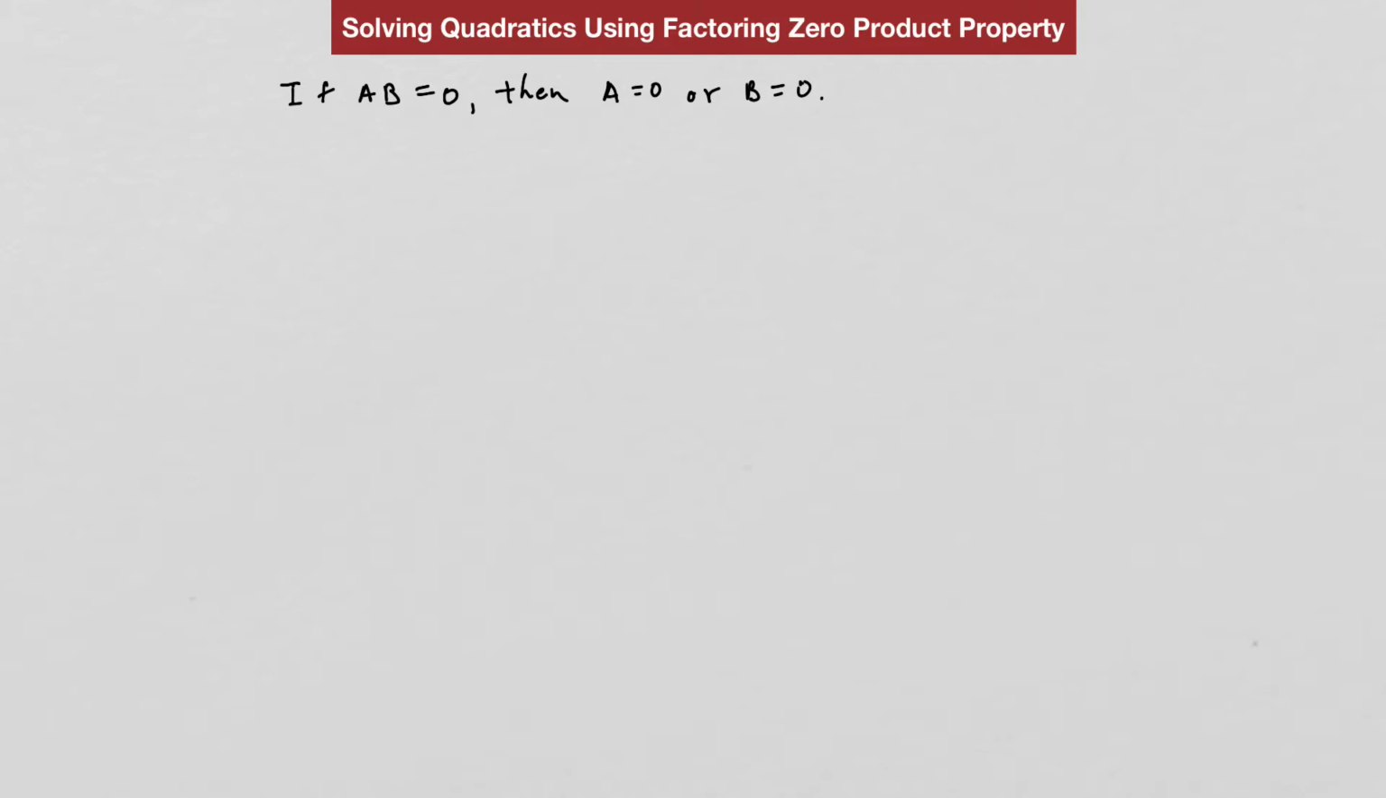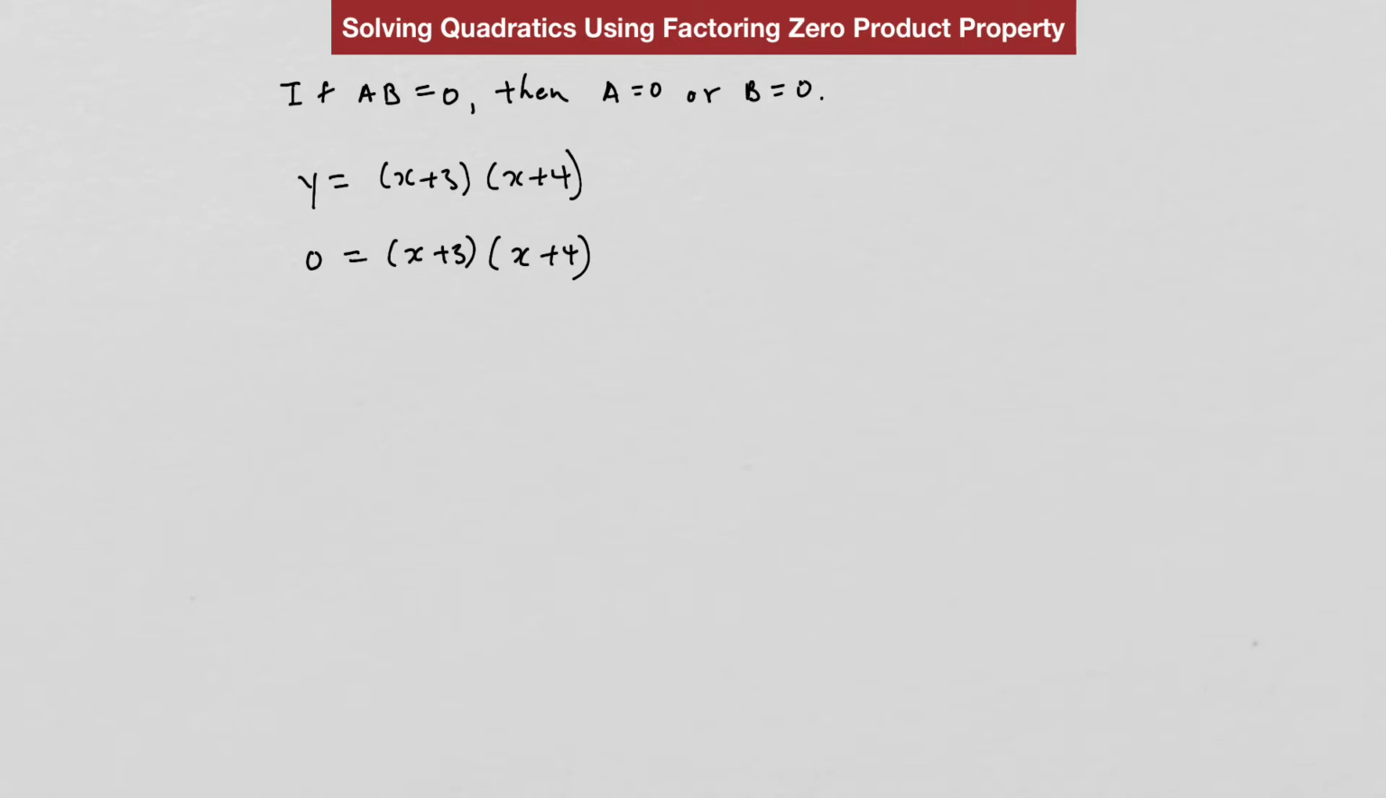So let's go ahead and start with an example. Let's suppose we have the following: y is equal to (x plus 3) times (x plus 4). Okay, and your goal is to solve for x. So to do that, we need to set y equal to 0. Okay, so if we set y equal to 0, then we have 0 is equal to (x plus 3) times (x plus 4). Okay, now we can use the zero product property.